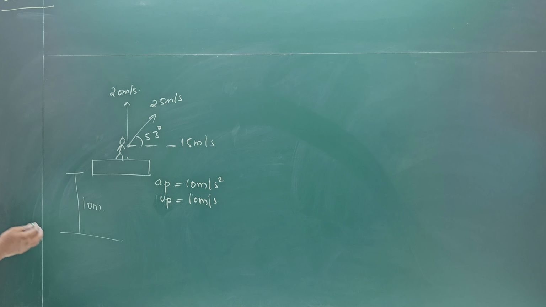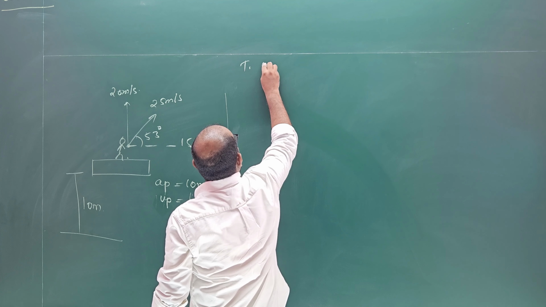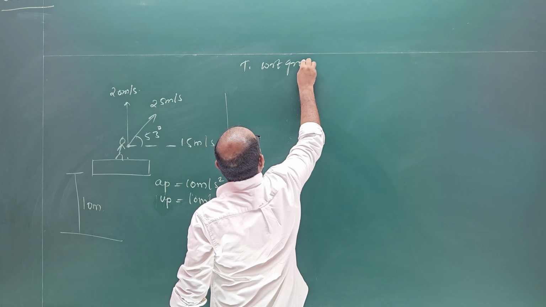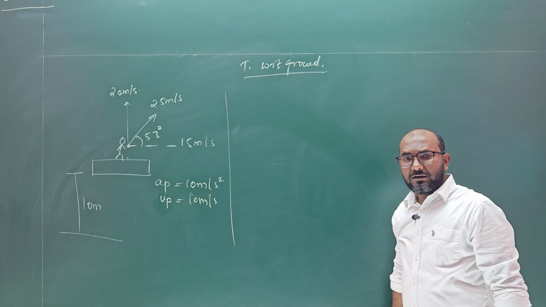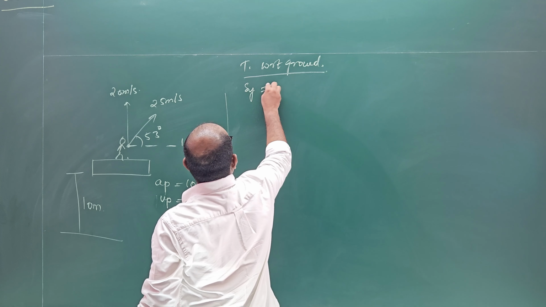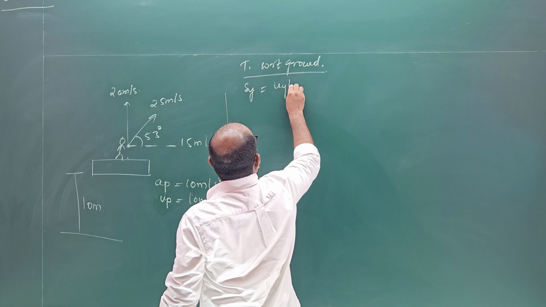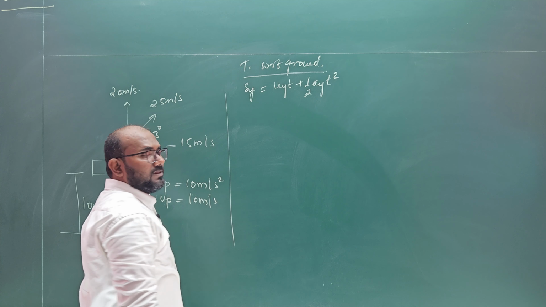With respect to ground, first tell me the time period in this scenario, with respect to what? Ground. What is the velocity with respect to ground? 30, right? Yes or no? So generally we will calculate time with what? Sy. Sy is nothing but uyt plus half ayt square. We calculate time with this formula.